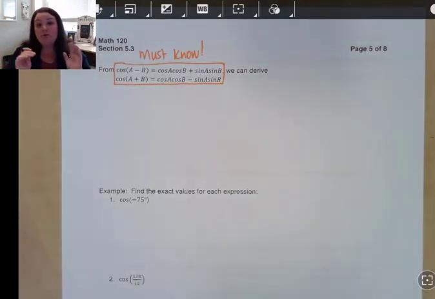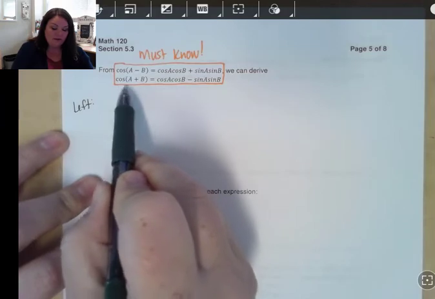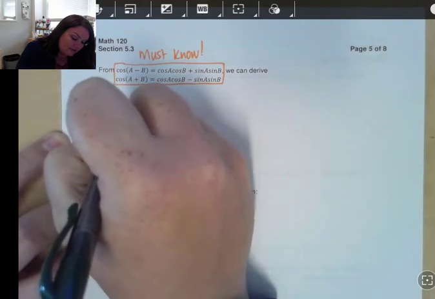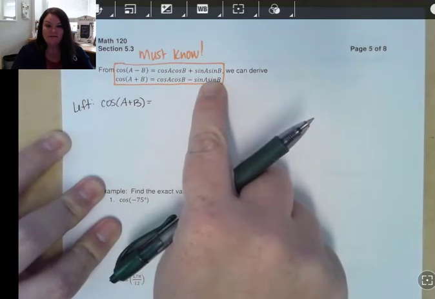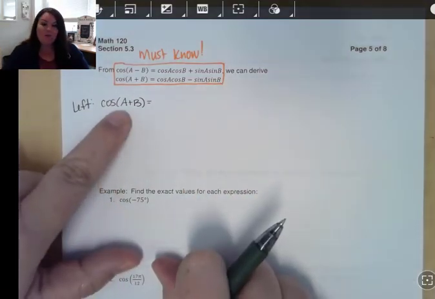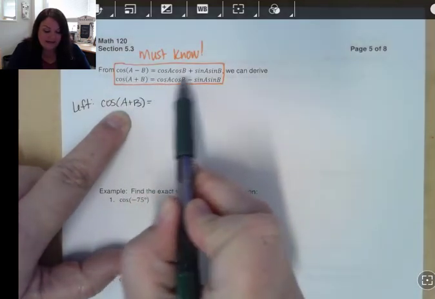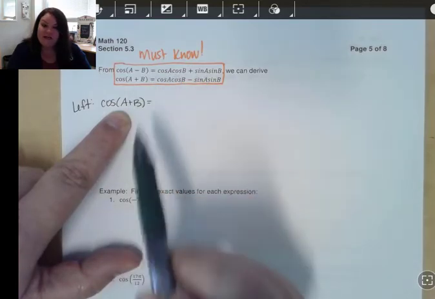So I want to go ahead and prove this. And this is something you should be able to do: start with one and prove the other one from it. Okay, so I'm going to start with the left-hand side of the second identity, which is the one I'm trying to prove, that cosine of A plus B is equal to this statement. What I want to do is write this as a difference, because we already know the difference identity. If I could write this as a difference, then I could just plug it into this first identity.